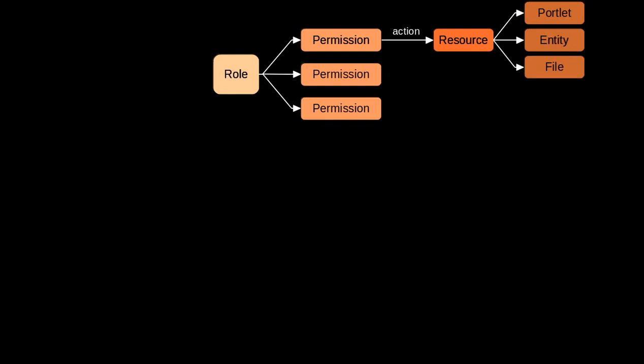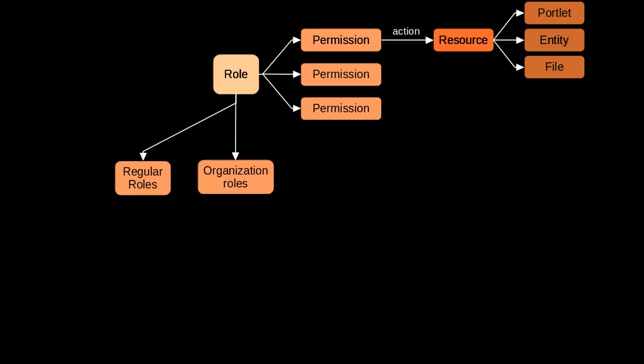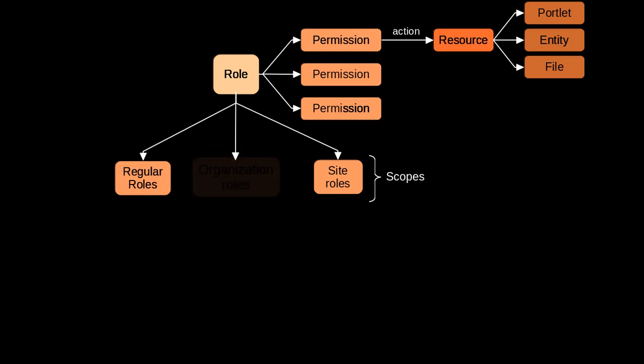There are different kinds of roles: portal or regular roles, organization roles, and site roles. We refer to these three kinds of roles as role scopes. They are used to define permissions across their scopes, across the portal, across an organization, or across a site.